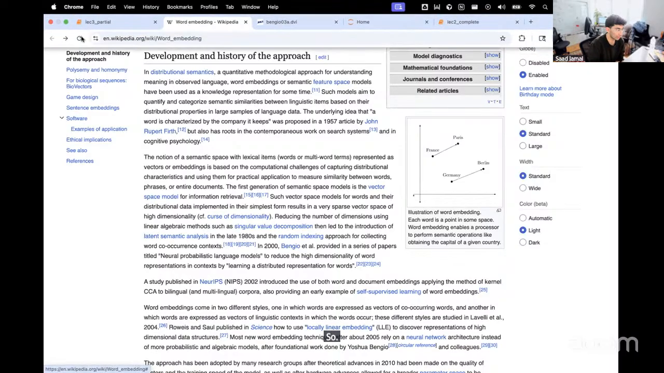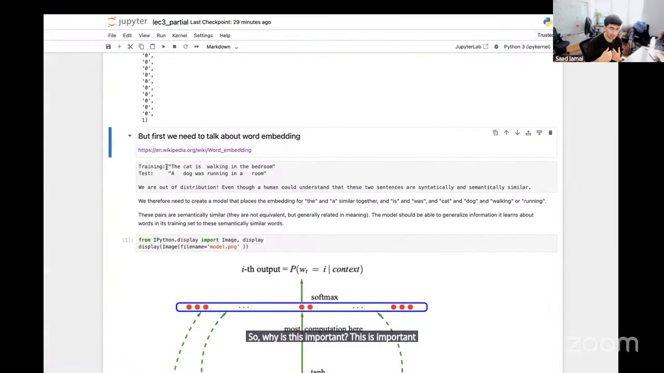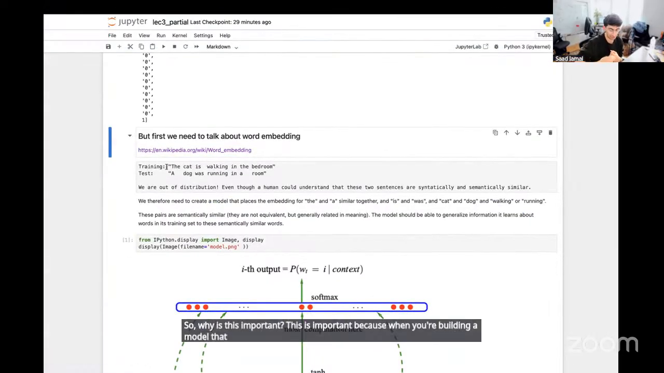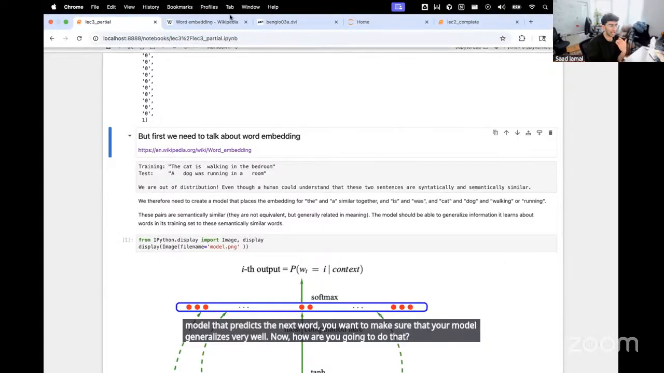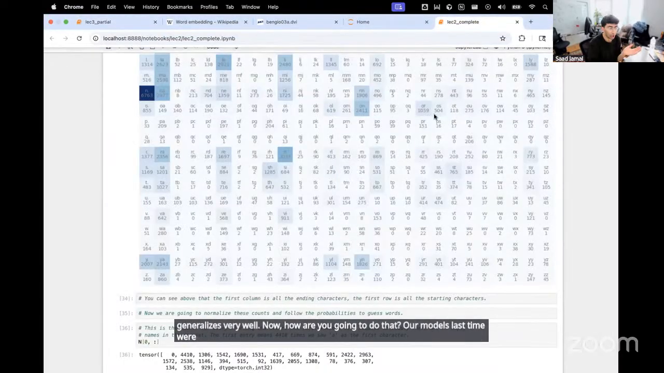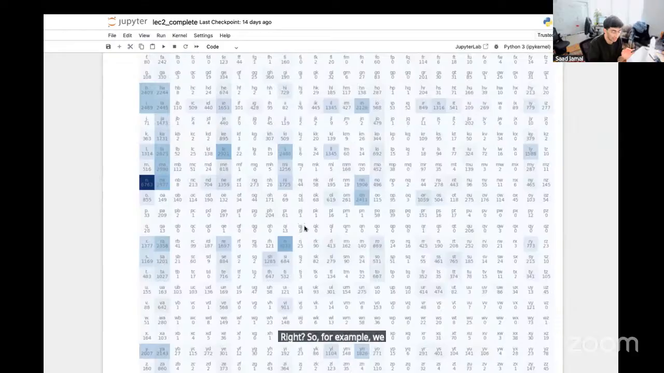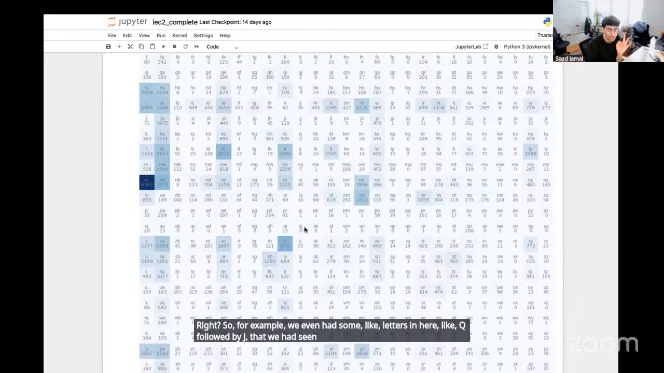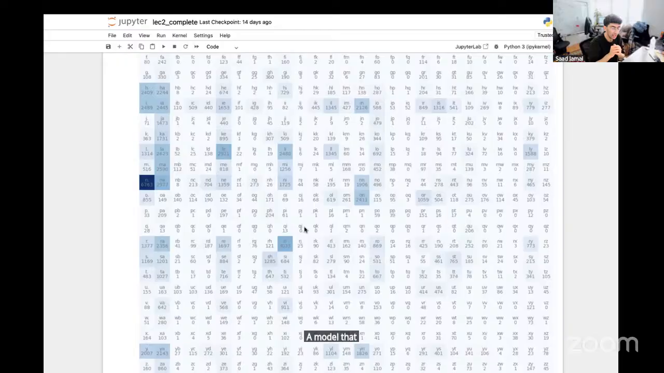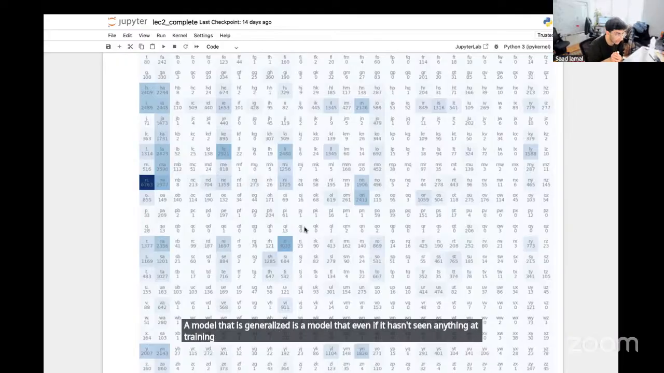So why is this important? This is important because when you are building a model that predicts the next word, you want to make sure that your model generalizes very well. Now, how are you going to do that? Our models last time were not general at all, right? For example, we even had some letters in here, like Q followed by J, that we had seen zero times in the training database. A generalized model is a model that, even if it hasn't seen something at training time, is able to predict it properly at test time.